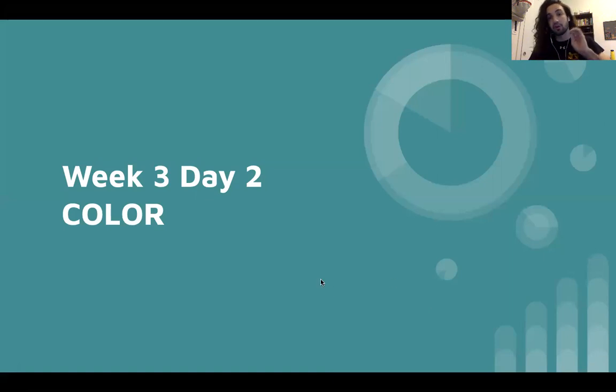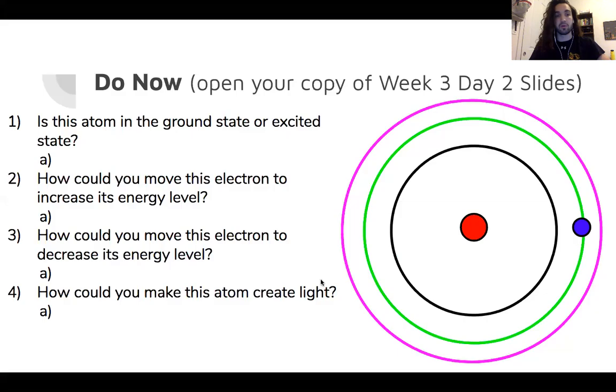Today, we're going to learn about color. Here's a little do now. This is on the week 3, day 2 slides in the Google Classroom. I'm going to check this do now to see if you've done it, so make sure you do it. I've got 4 questions here. I want you to pause and do those right now. Okay, explanation coming now. If you haven't done it, pause and do it.